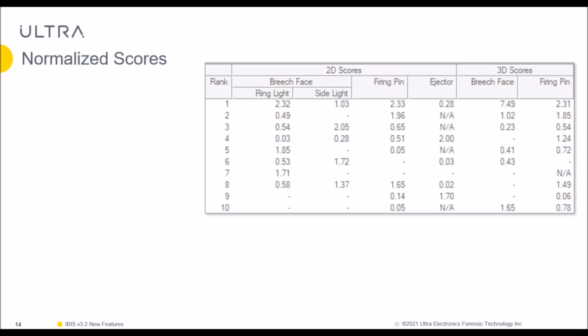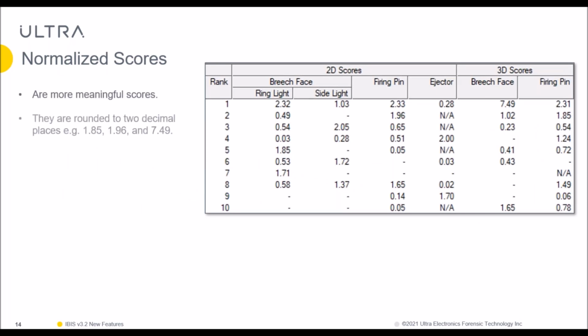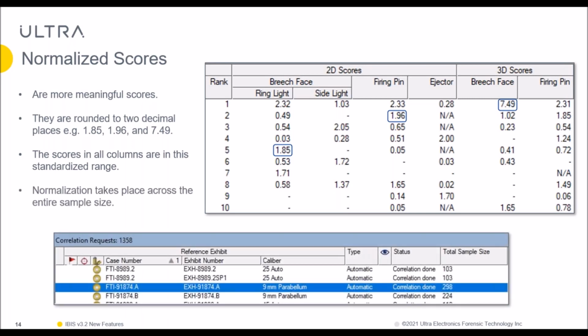Okay, now normalized scores are more meaningful. They're always rounded to 2 decimal places, so for example, 1.85, 1.96, 7.49. All columns are scored in the same standardized range, and normalization takes place across the entire sample size. If we look at a correlation request, the number in the sample size column on the far right tells us the total number of exhibits that the reference exhibit was correlated against.